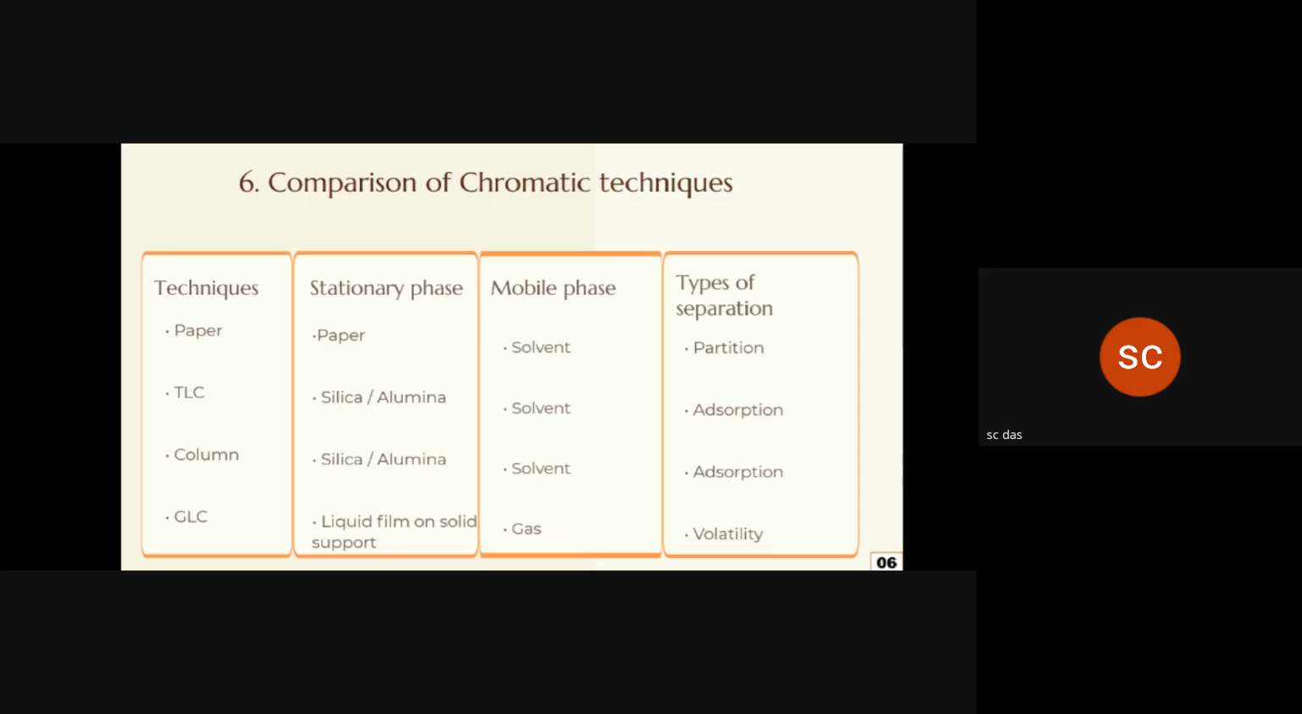of separation is adsorption. As you all are familiar, adsorption is a surface phenomenon where the particles get attached to the surface. And for column techniques, we have the same silica and alumina, the mobile phase is solvent, and the type of separation is adsorption. And for gas liquid chromatography, as I've already mentioned, the stationary phase is a liquid film on solid support, the mobile phase is gas, and the type of separation is volatility.